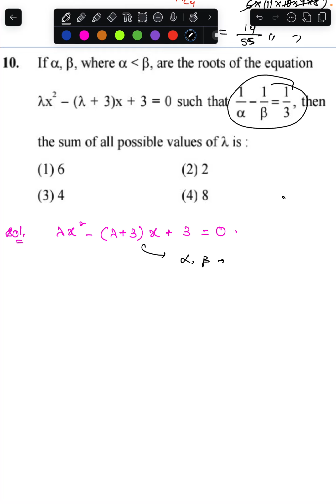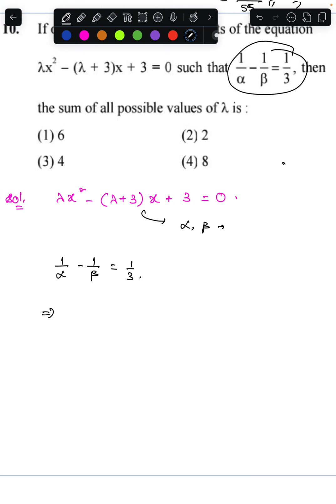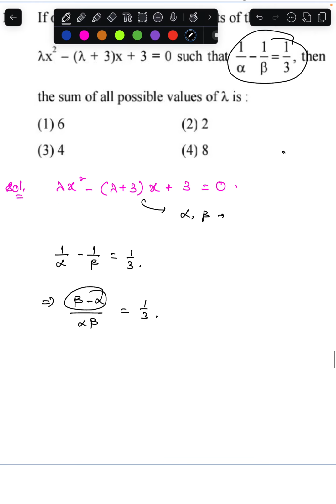Here it is given 1 by alpha minus 1 by beta equals 1 by 3. So what I can write is (beta minus alpha) by (alpha beta) equals 1 by 3. So here clearly it is the difference of roots and it is the product of roots. It is difference and it is product.